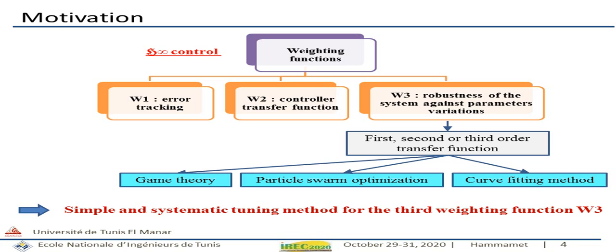In most cases, W3 is chosen as the first order function. Other papers use a second or third order function. In order to determine its coefficients, they used several methods such as the game theory, the particle swarm optimization, and the curve fitting method. This paper proposes a simple and systematic tuning method for the third weighting function.